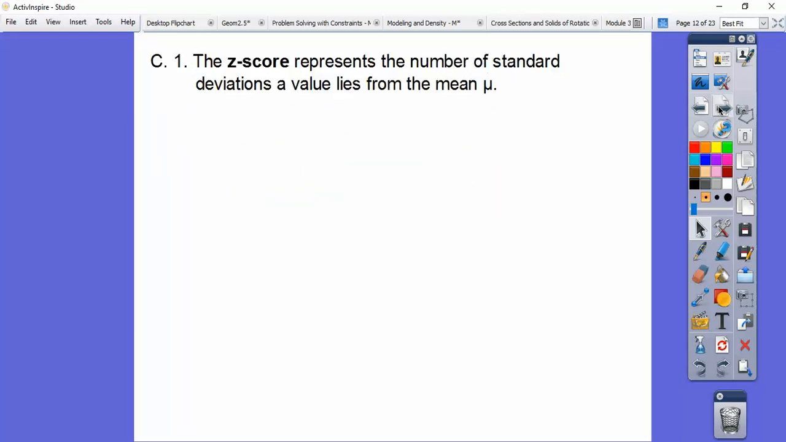Okay, so then we have to do Z-scores. We'll talk about this a lot for the rest of the year in this class, or almost the rest of the year. Z-scores represent the number of standard deviations that lie from the population mean or the sample mean too, which is x bar. The population mean is that mu symbol right there. We're going to focus on the population mean for now.